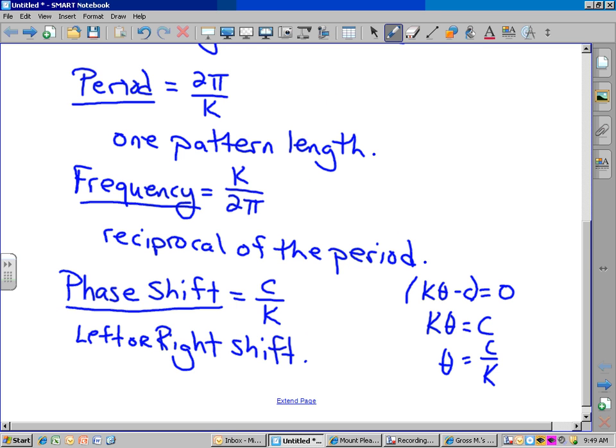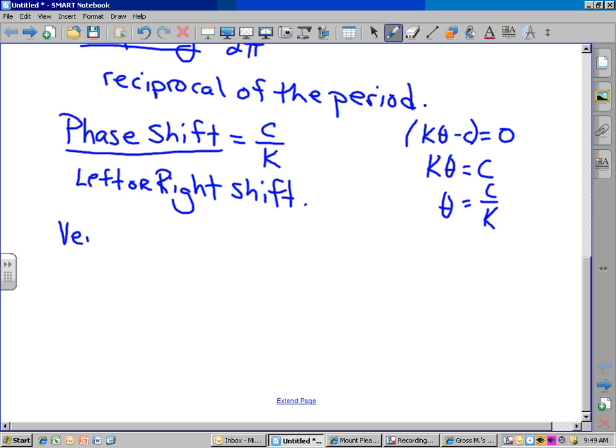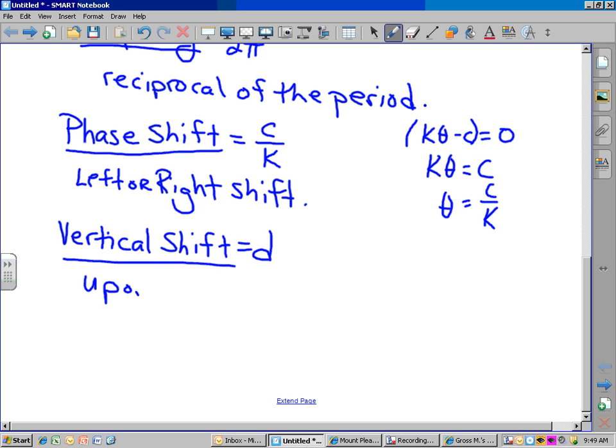And the last one is your vertical shift. Your vertical shift is equal to D. That's just your up or down shift. All right, let's take a look at an example.